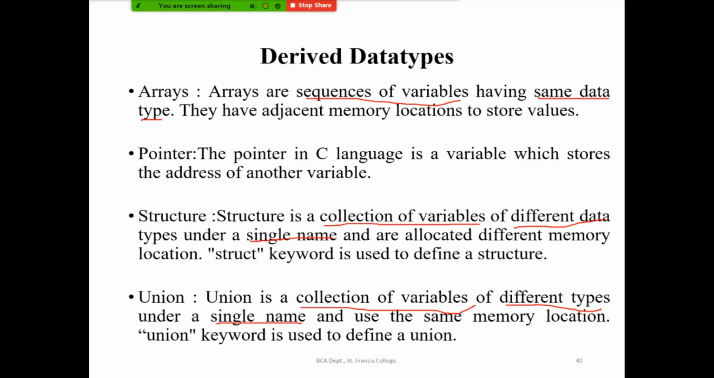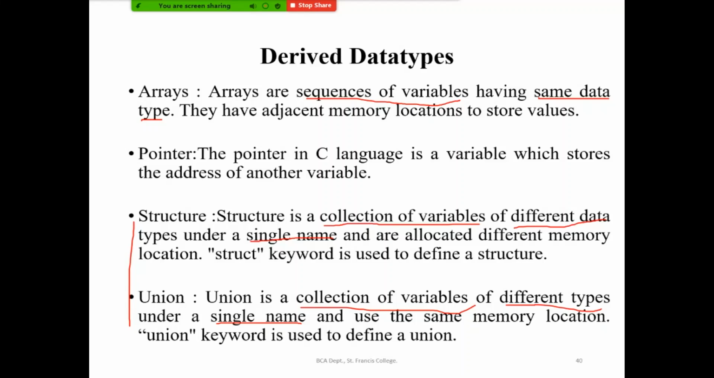But the difference is that arrays will be able to store only a collection of variables of the same data type, while structure and union will be able to store a collection of variables of different data types. Now, what is the use, if both structure and union are able to do the same thing, a collection of variables having different data types and a single name, then where lies the difference between structure and union? In structure, the memory is allocated.